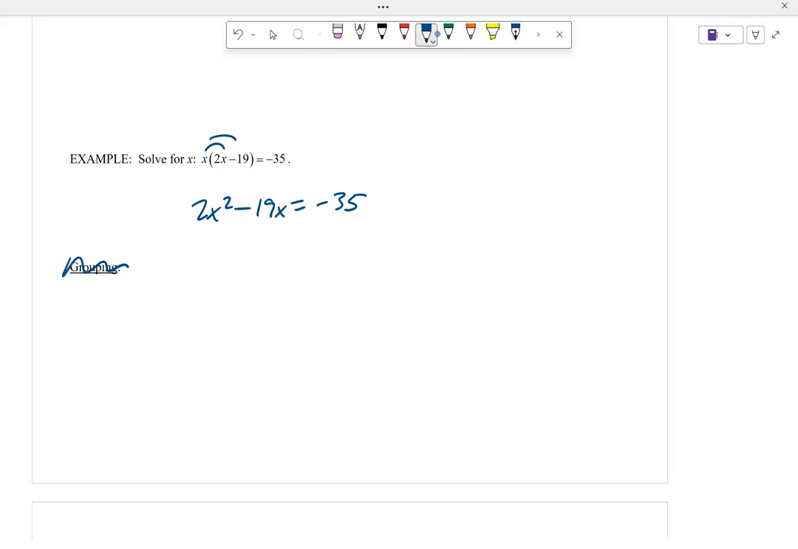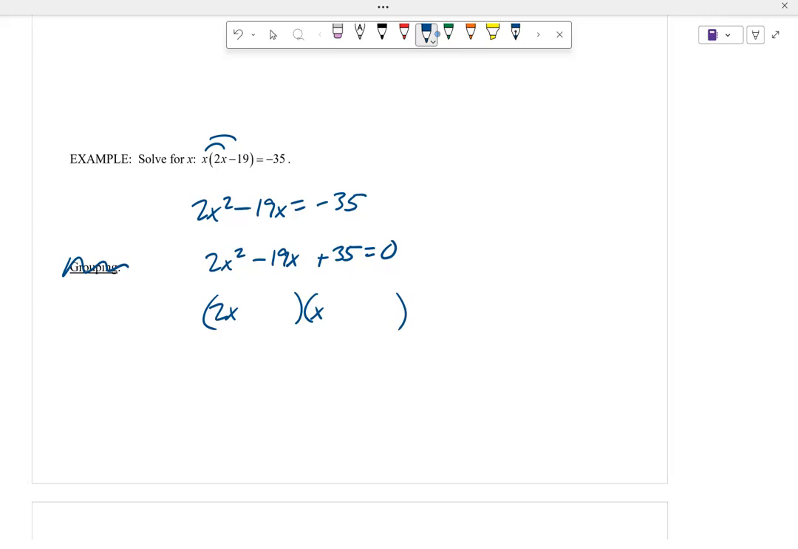So we got 2x squared minus 19x plus 35 equals 0. And then we know one's got to be 2x, one's got to be x from the 2x squared term. And then I'm looking at the 35, and I'm like, well, 1 and 35 is not looking very likely. It's got to be positive or negative.